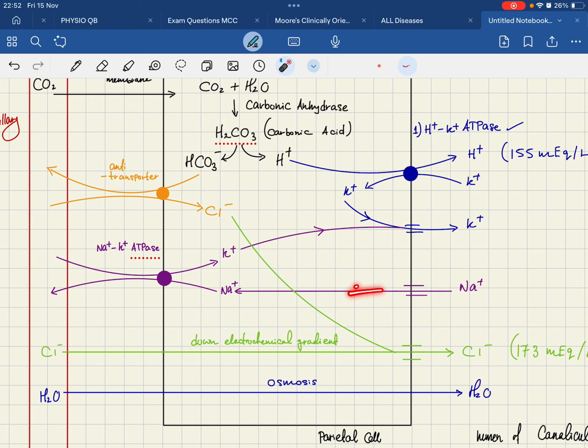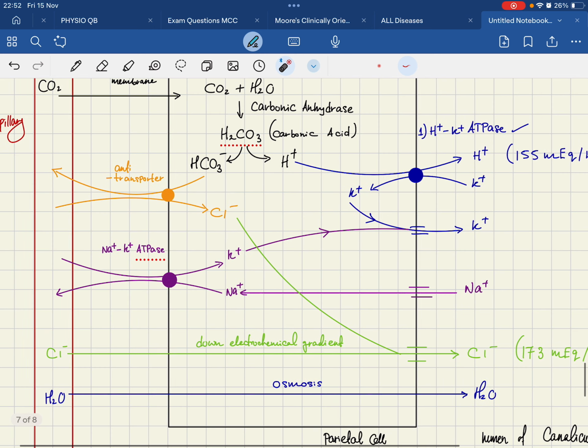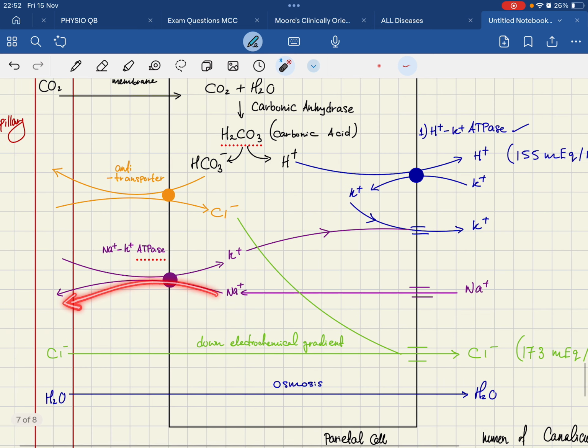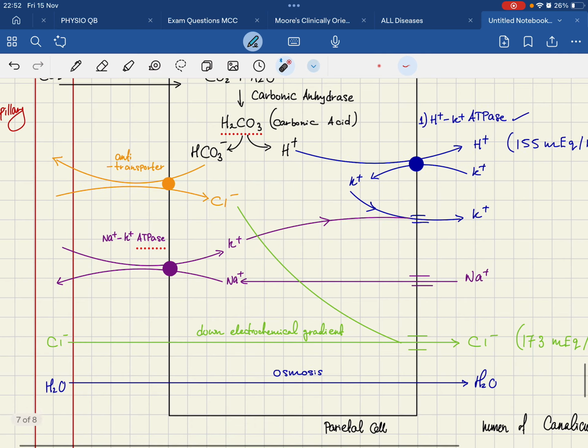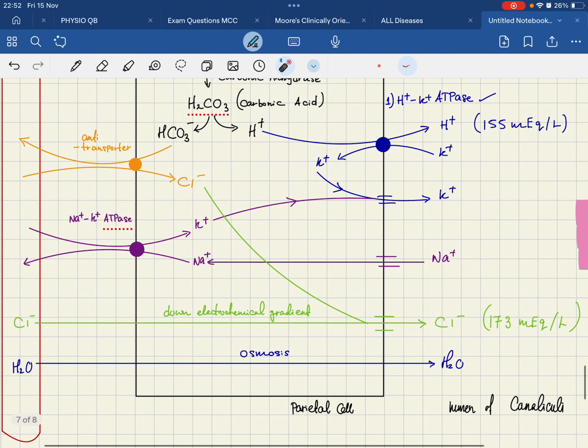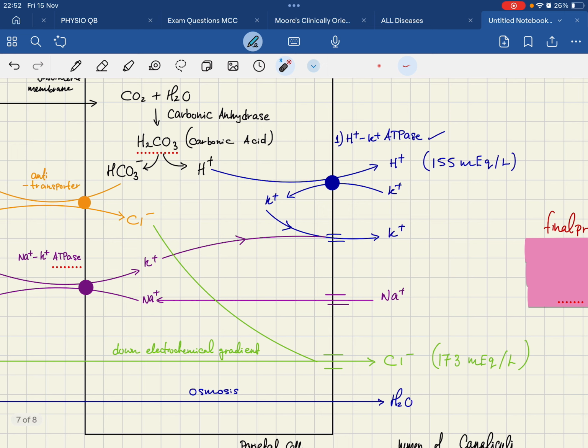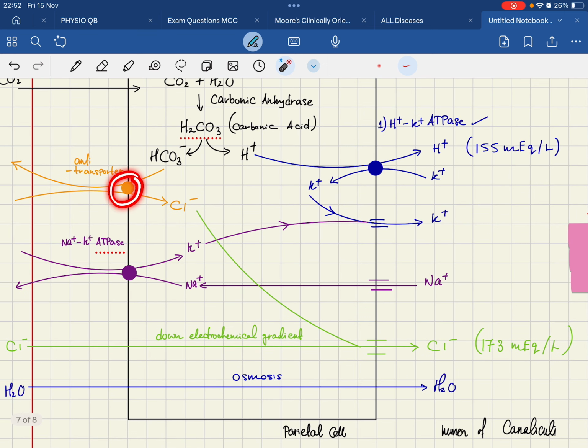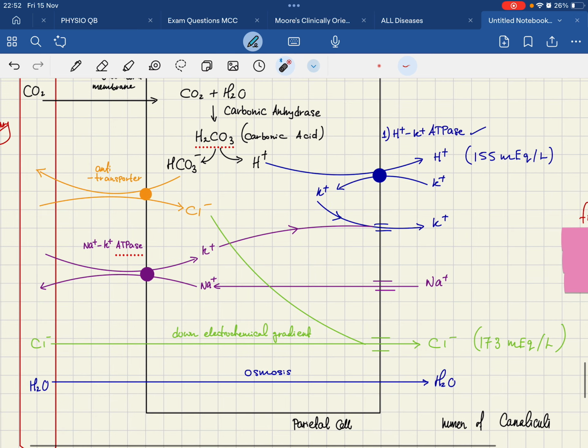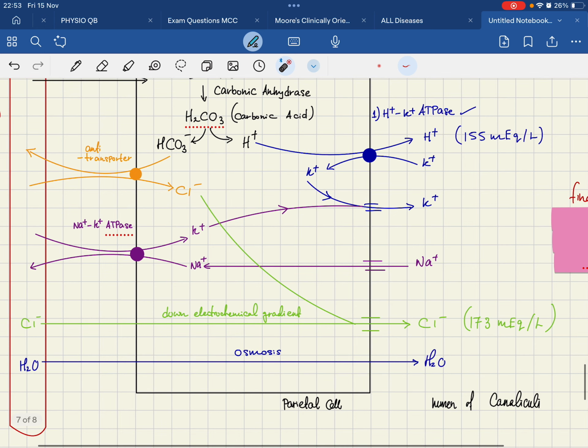So what will this Na do? It will come, and then again it will be transported into the capillary in exchange for potassium, and then the potassium will be secreted out into the lumen of the canaliculi. So first we have talked about this, and then the second we have talked about this, and then the third one is the sodium potassium ATPase pump.